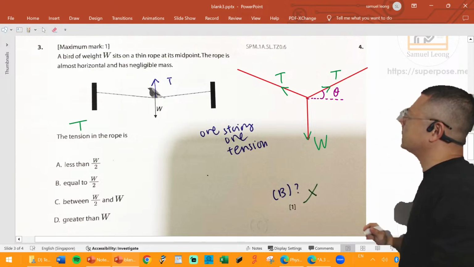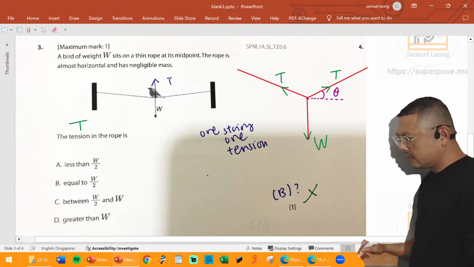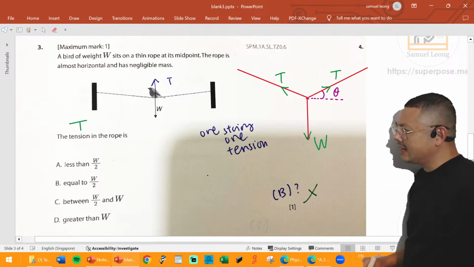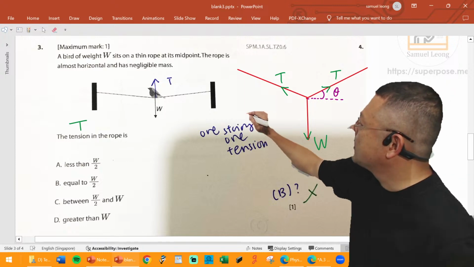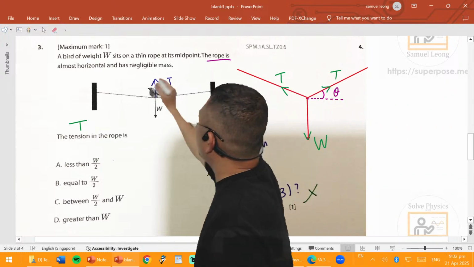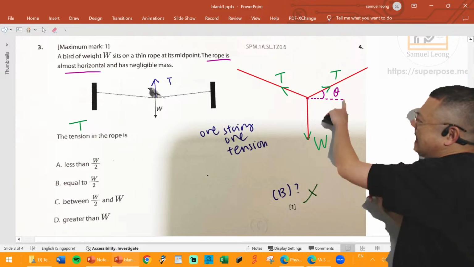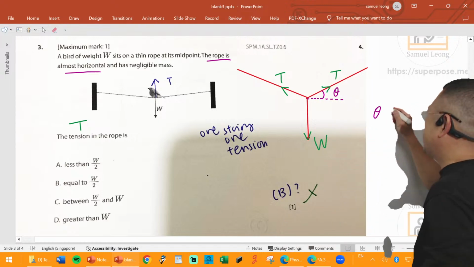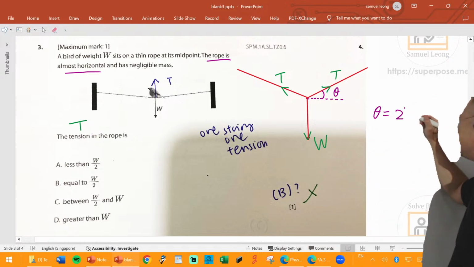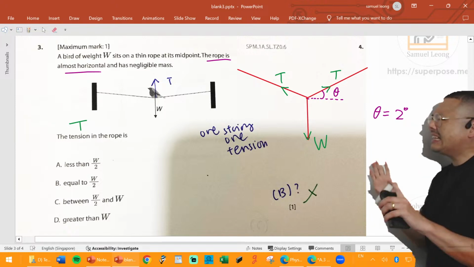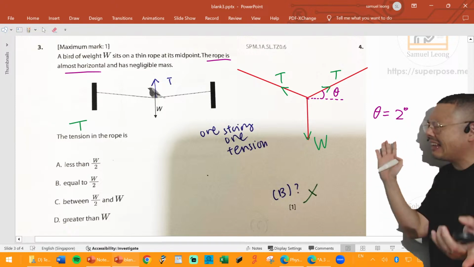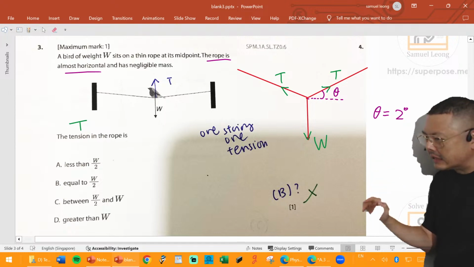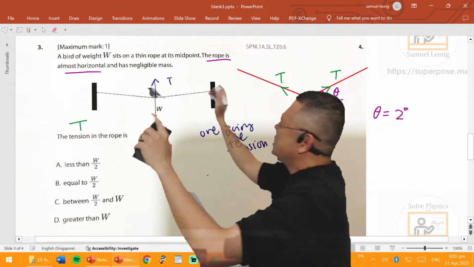Understand that the tension needs to be resolved into two vectors. There's a theta there. The rope is almost horizontal, so this theta is very small. Let's give it an angle of 2 degrees. Anything from 2 to 10 to 20 is fine, I'm just choosing 2 for fun. And then the tension is here.